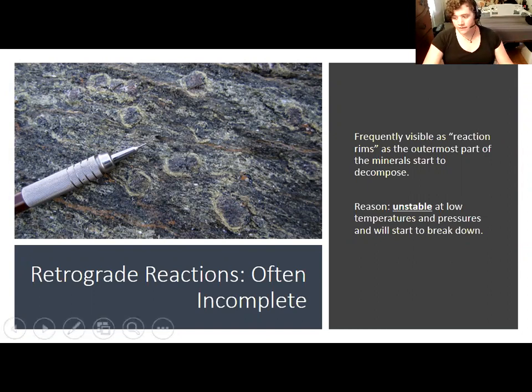And the cool thing about this is it can give us some clues about when and how fast uplift happened, and that's one reason why geologists study metamorphic rocks. So before I keep going, any questions?